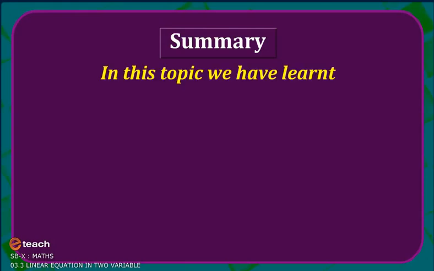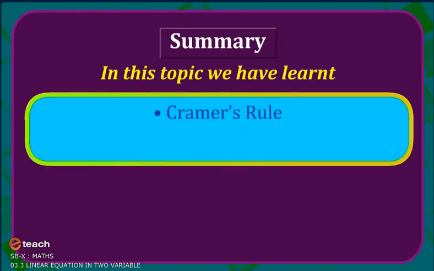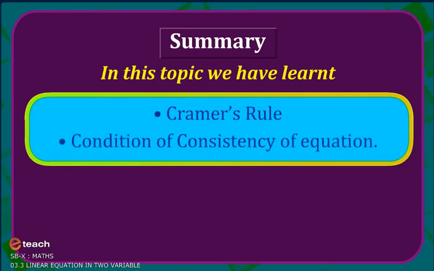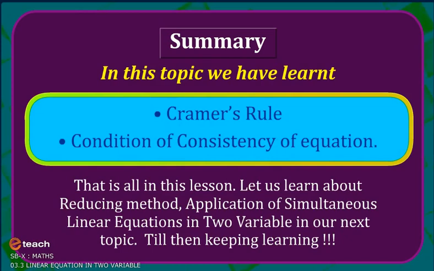Summary. In this topic, we have learnt Cramer's rule and condition of consistency of equation. And that is all in this lesson, student. Let us learn about the reducing method and application of simultaneous linear equations in two variables in our next topic. Till then, keep learning.